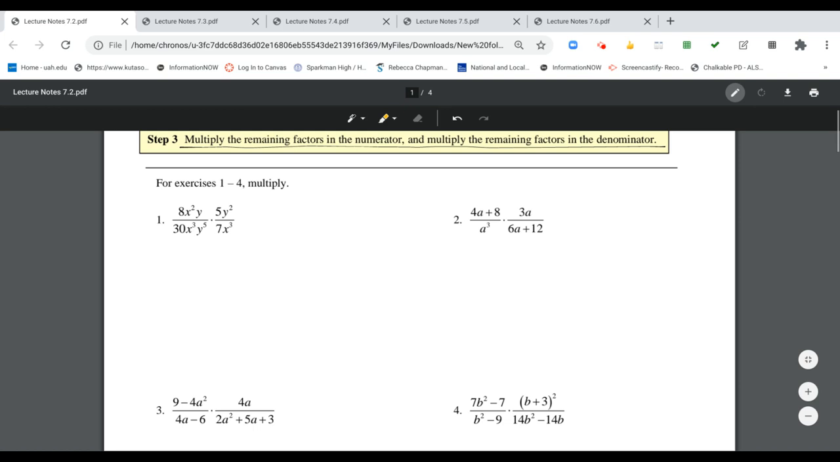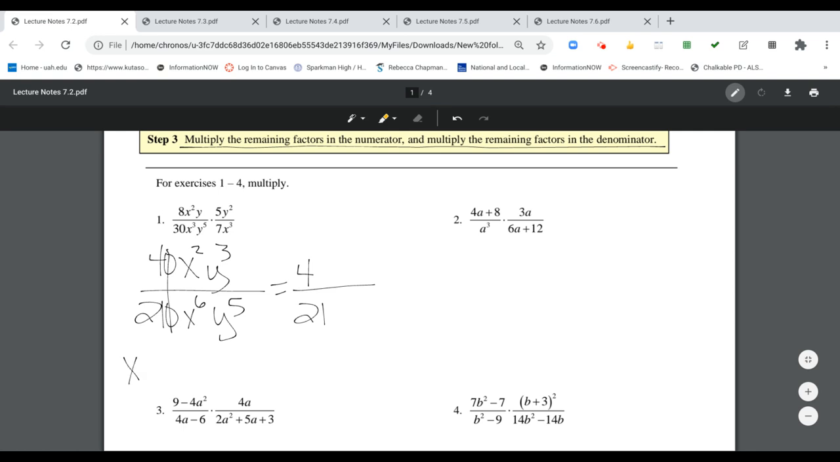So the first one we've actually already done. We did this way back in chapter 5. So what we can do is multiply straight across. So that's going to be 40x squared y to the third. Across the bottom, I get 210 x to the 6th, y to the 5th. The zeros will cancel. You cannot simplify 4 over 21.